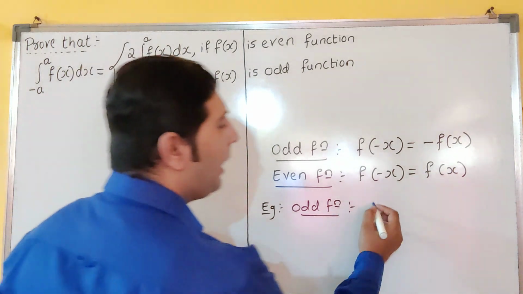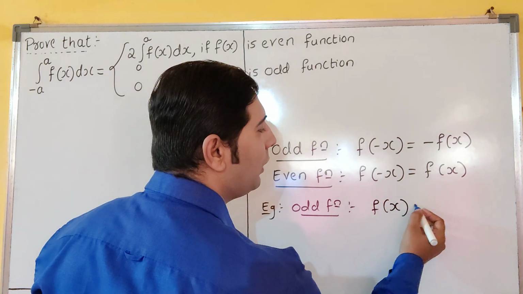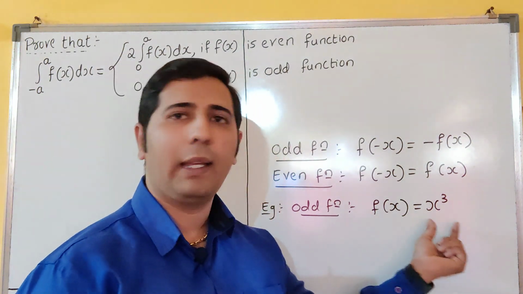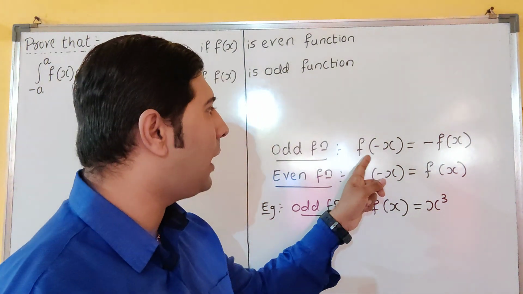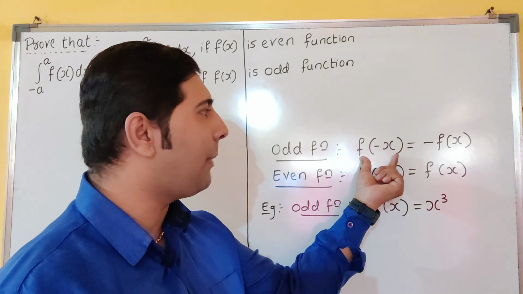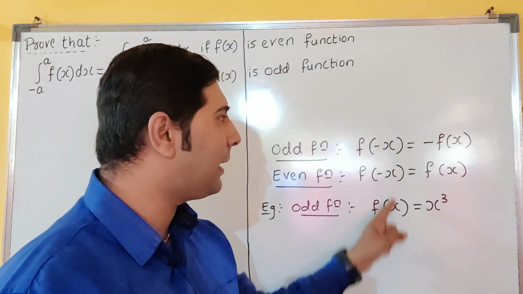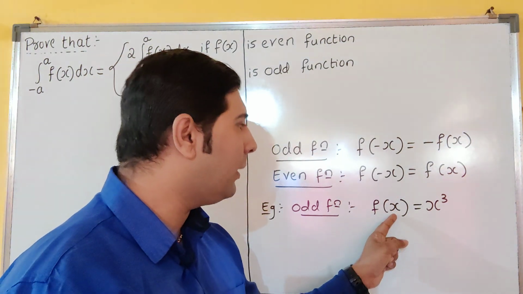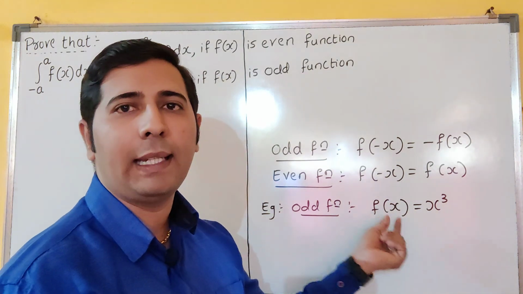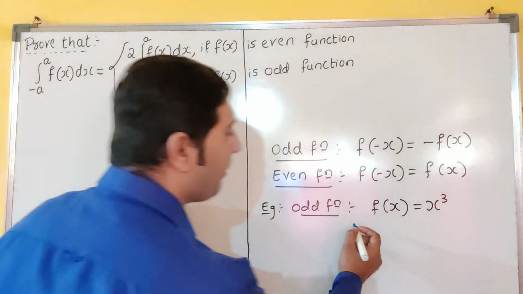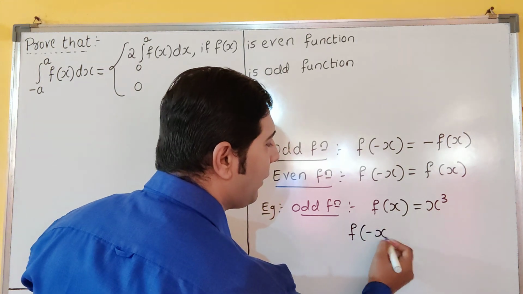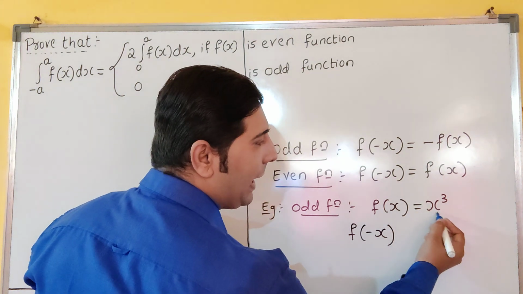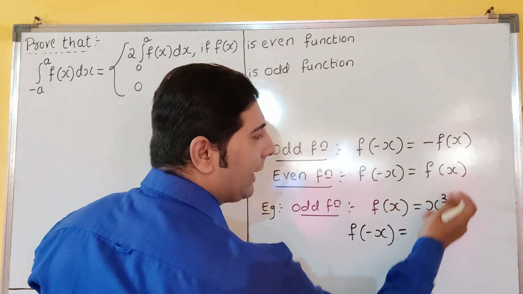So now let us see. I will take f of x is equal to x cube, dear students. Then the odd function condition says, you observe this f of x and f of minus x. So that means we are replacing x by minus x. So in x's place, what do you have to replace? Minus x. So here x cube is there.